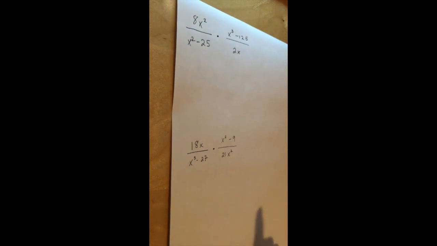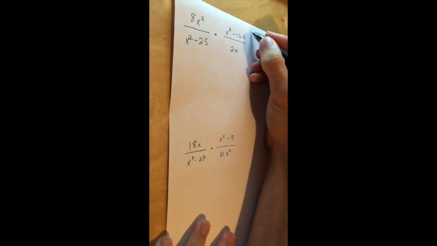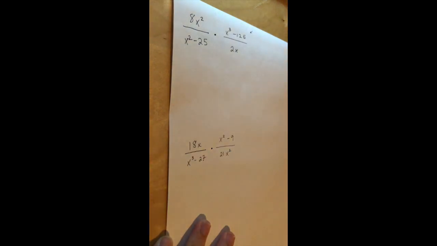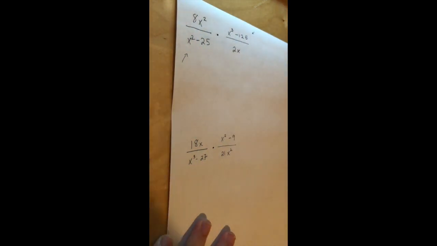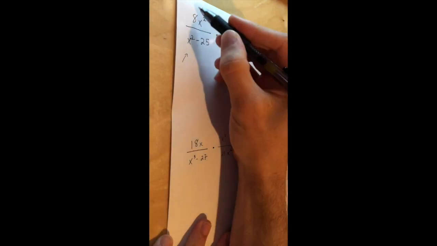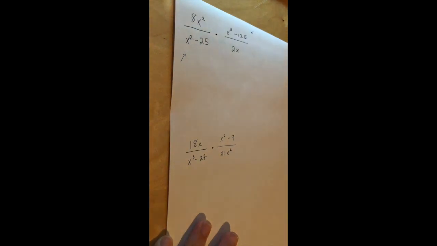Hey guys, so this video is about how to do this fraction multiplication problem here. It's pretty complicated. It involves factoring, a couple different kinds of factoring. We're going to have to factor this piece here on the top right, and this piece here on the bottom left. And we're also going to have to cancel out some stuff with this 8x squared and with this 2x. So it's quite a few steps. Let's go ahead and get started.